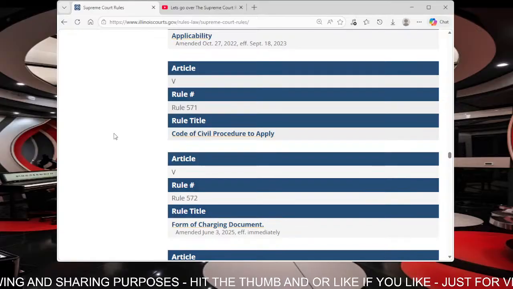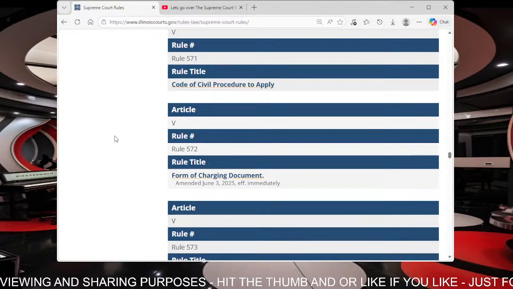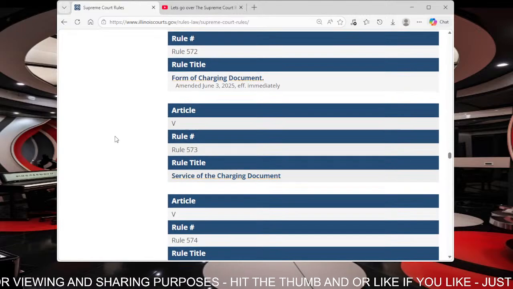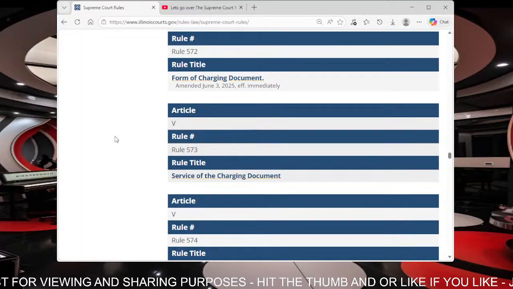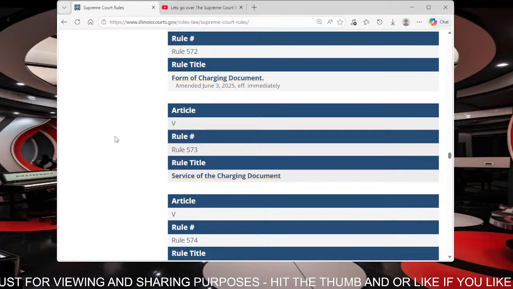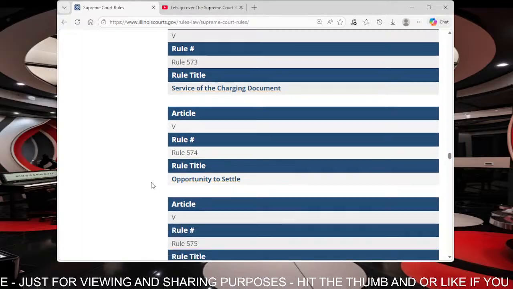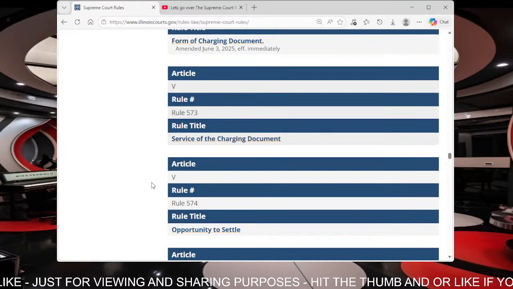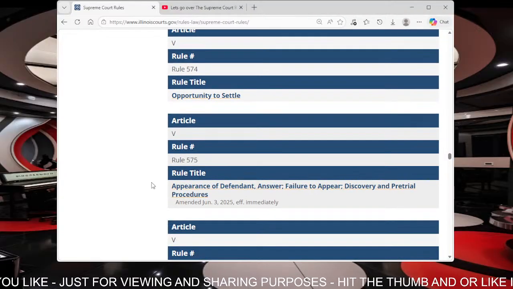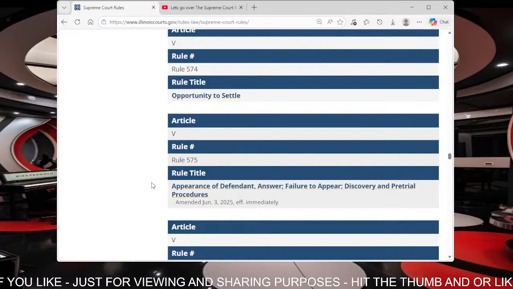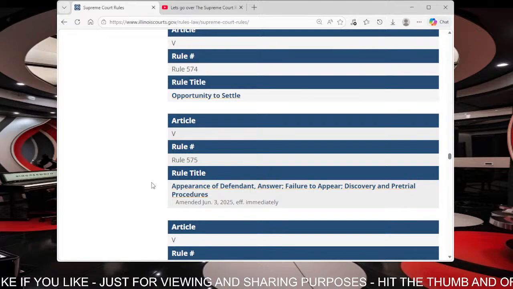570, applicability. 571, code of civil procedures to apply. 572, forms of charging document. Here's another one, 572. Service of charging document. So we have form and we have service at 573. 574, opportunity to settle.